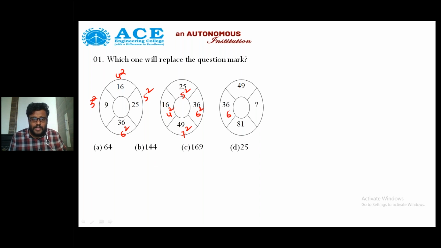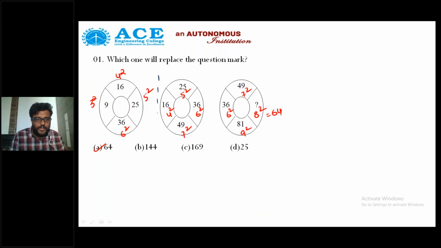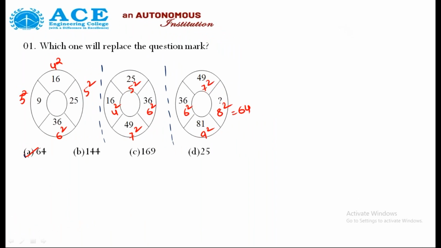I think you can understand this is 6 square, 7 square, because 3, 4, 5, 6 continue, 4, 5, 6, 7 continue, so 6, 7, 8, 9. So we can say this is 8 square, which is nothing but 64. We have to get 3, 4, 5, 6, 4, 5, 6, 7, 6, 7, 8, 9. Got it? One by one, you need to map, and we can say option A is your answer. Excellent, my dear friends. Option A is correct.